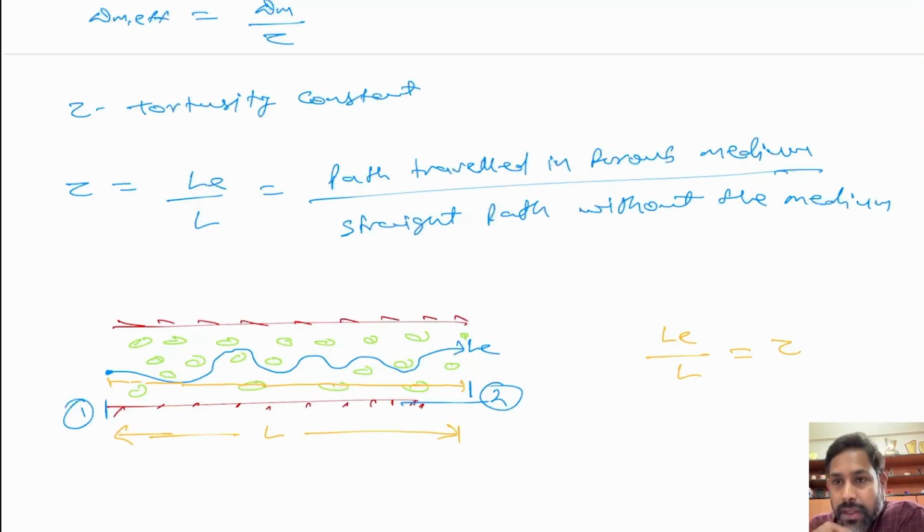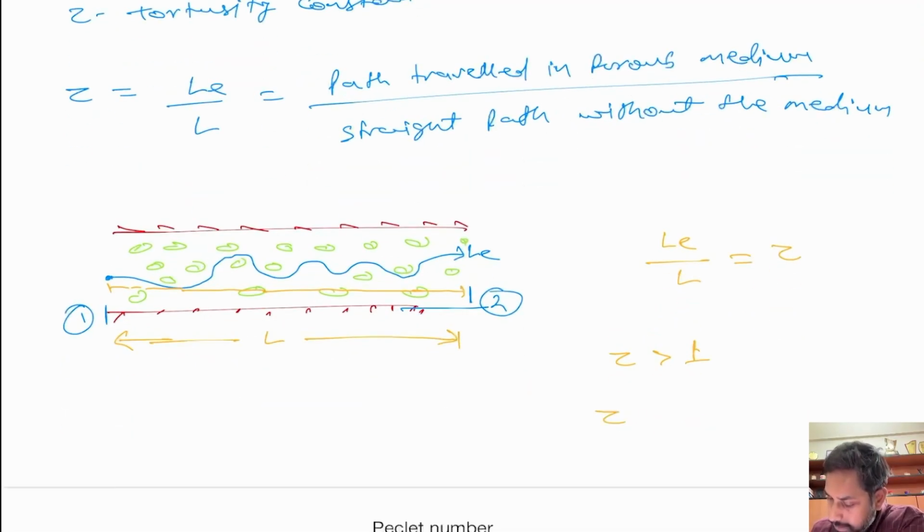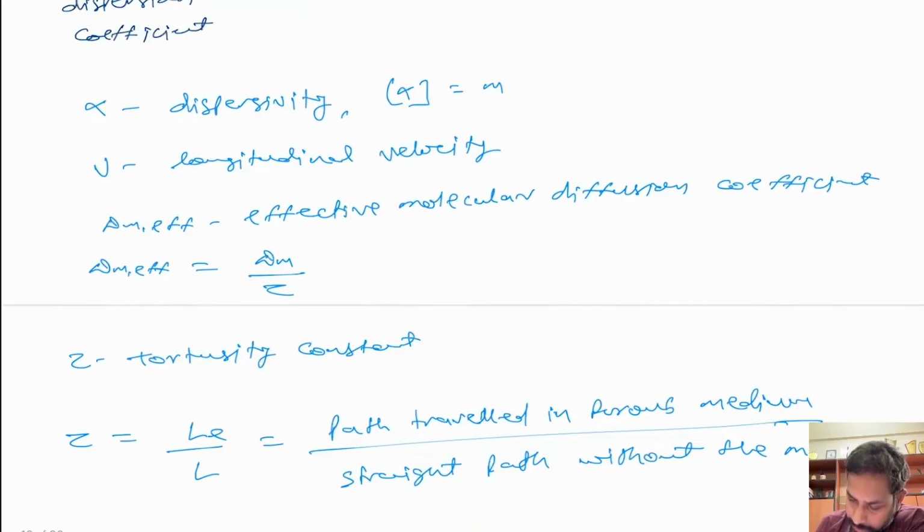So this ratio, Le over L, is generally known as tortuosity, because Le is a little greater than L, because now it is going through this tortuous path, and that is why the tau value is usually greater than 1, but still it is of the order of 1. So it is greater than 1, but not significantly greater than 1. Many times you can consider it to be close to 1, and you may want to neglect the effect of tortuosity if needed. But this is what you have to consider to define the effective molecular diffusion coefficient in porous media.